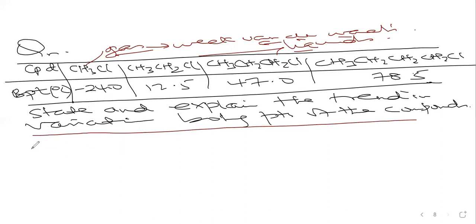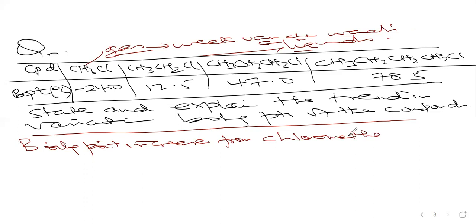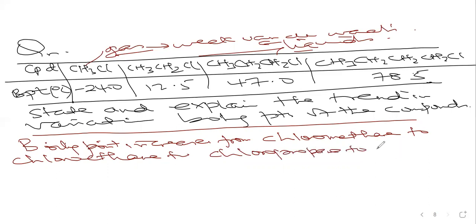So what do I expect you to write in case you have such a question? You say boiling point increases from chloromethane to chloroethane to chloropropane to chlorobutane.